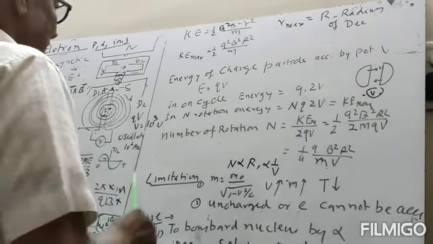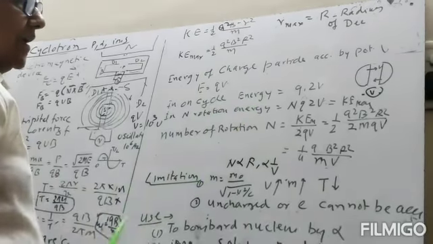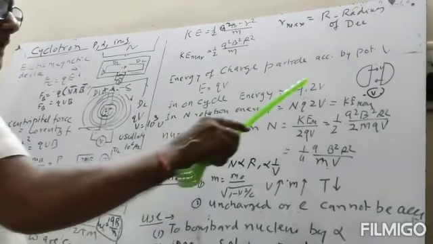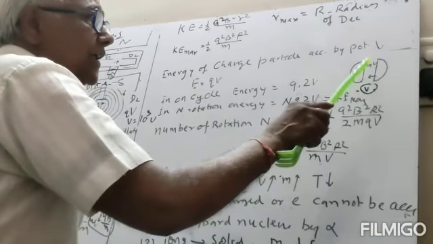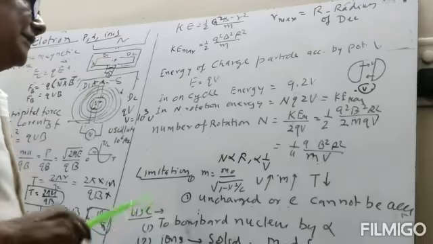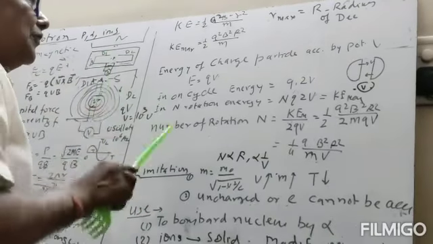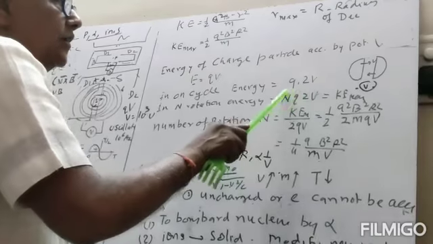Now in one cycle, what will be the change in energy? In one cycle, the charge will cross the gap twice, once on this side and once on this side. It comes twice into the D. So the energy gain in one cycle will be equal to q into 2V.